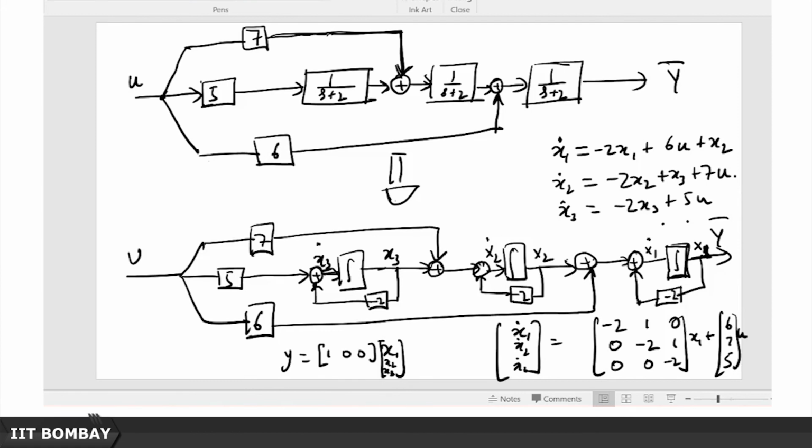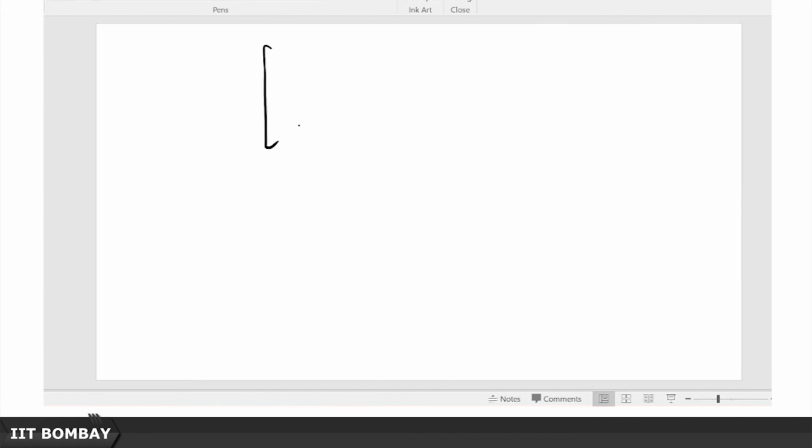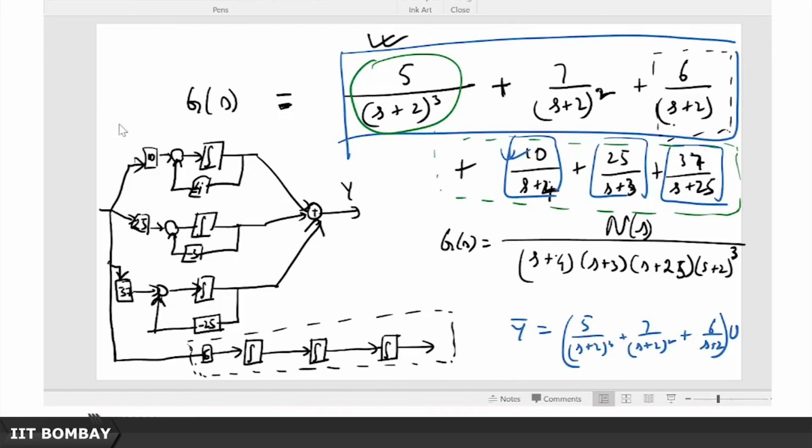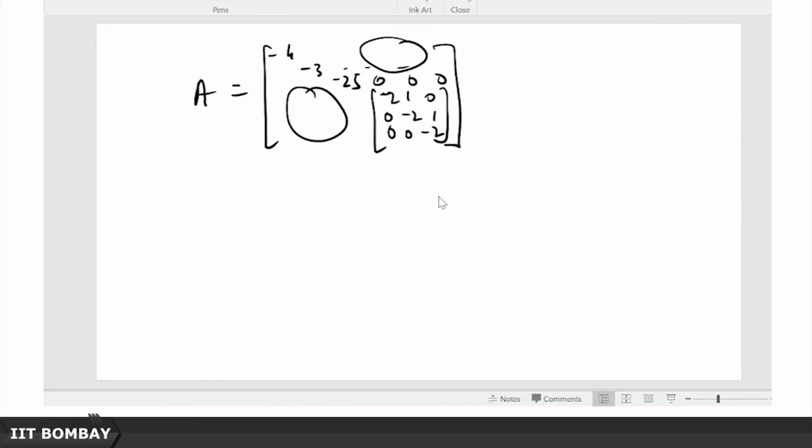So now if you look at the overall transfer function or overall matrix, you can augment this. You will see that this last 3 by 3 block is this -2, 1, 0, 0, -2, 1, 0, 0, -2, and the remaining blocks for example will be this -4, -3, -25, and 0, 0, 0, so on. These are all going to be zeros. So this is what your A matrix is going to look like. Although it is not exactly diagonal, it is the closest you can get to diagonal in case of such repeated poles in the transfer function. So that is another convenient form of the state space representation.